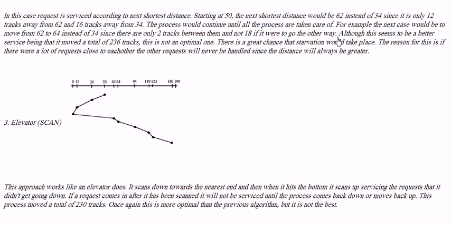All of this seems to be better, with the service moving a total of 236 tracks. This is not an optimal solution, so there's a great chance that starvation will take place. The reason is that if there were a lot of requests close to each other, the other requests will never be handled, since the distance will always be greater.